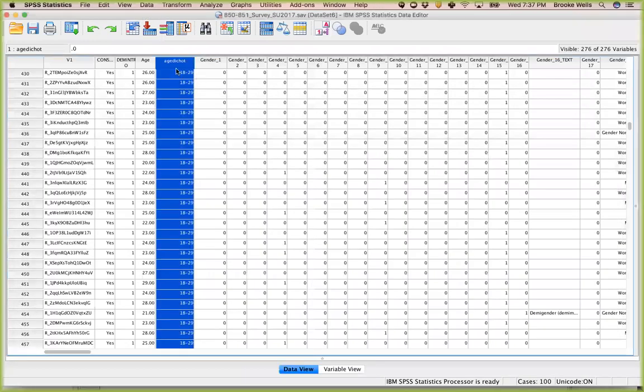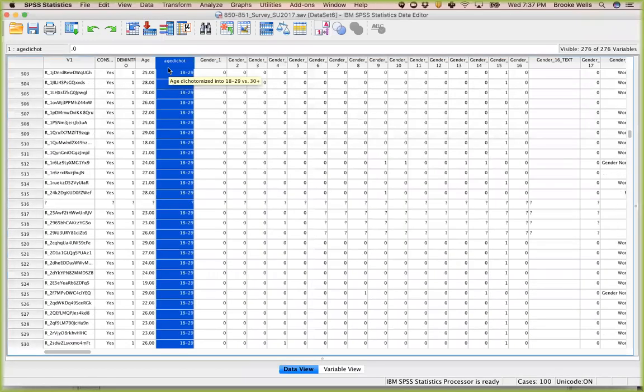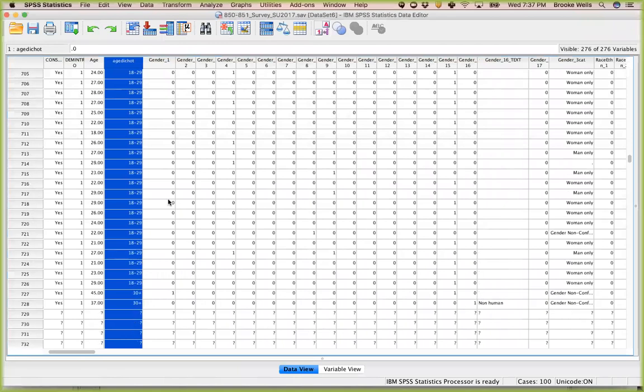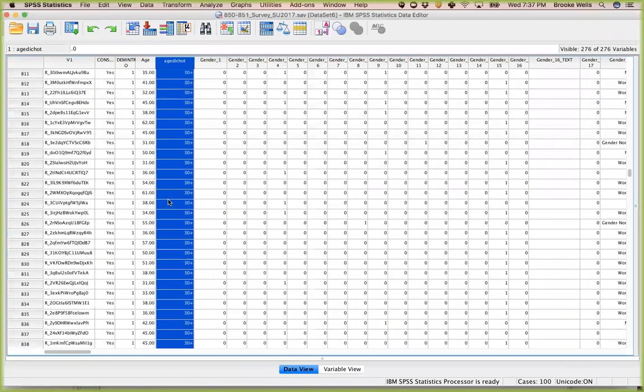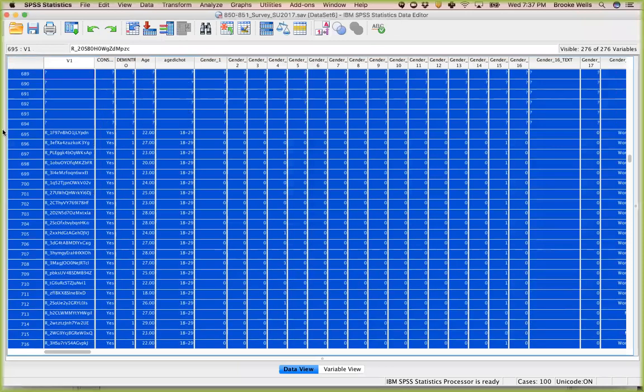You could also just say, all right, on this age variable, I'm just going to scroll down until I get to those 30-year-olds. And there's my demarcation line right there. And so I'm just going to highlight everybody above that and clear them out. So that's the non-syntax way that you could do that.